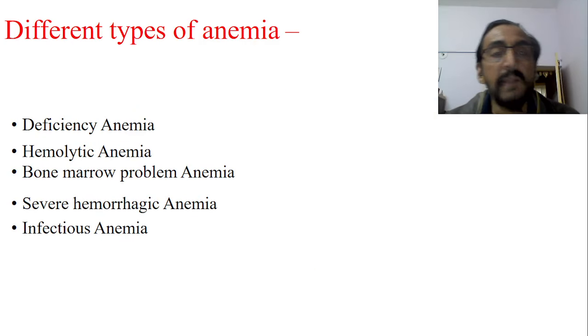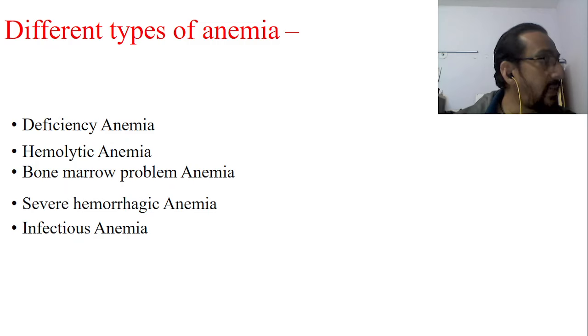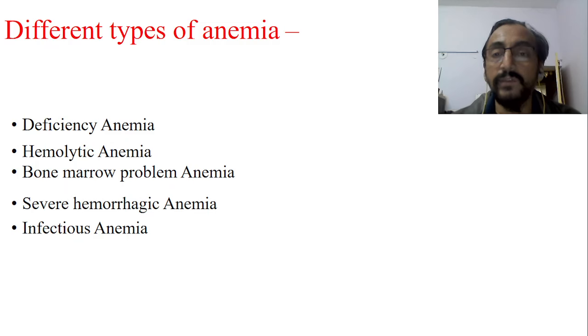There are different types of anemia. Although we can see different types of anemia and different causes of anemia, for clinical purposes we will classify them under 4 headings. Number 1 is deficiency anemia, number 2 is hemolytic anemia, number 3 is bone marrow problems, and number 4 is severe hemorrhagic anemia, and the last one is infectious anemia. In the clinical setup, if we are able to identify these 5 conditions or causes of anemia, it is more than enough for the treatment.